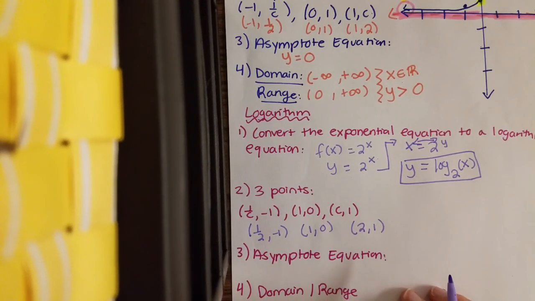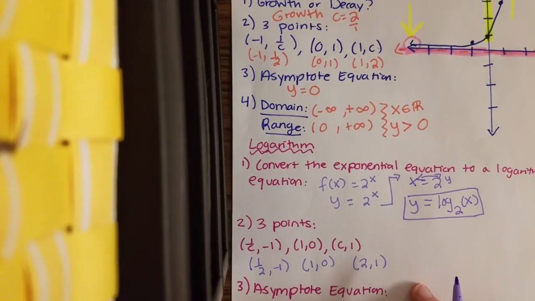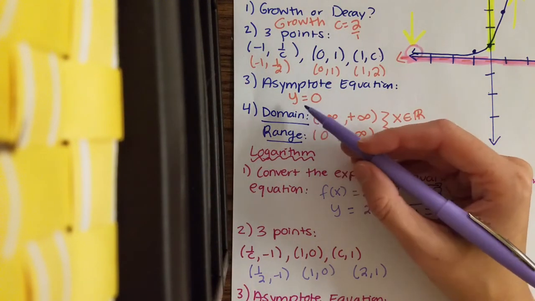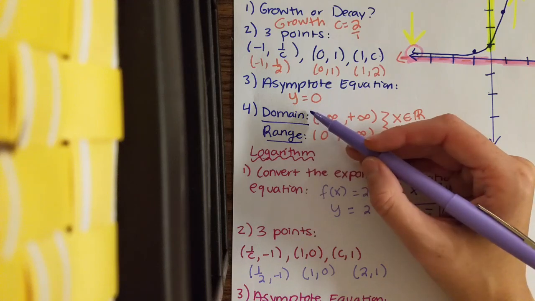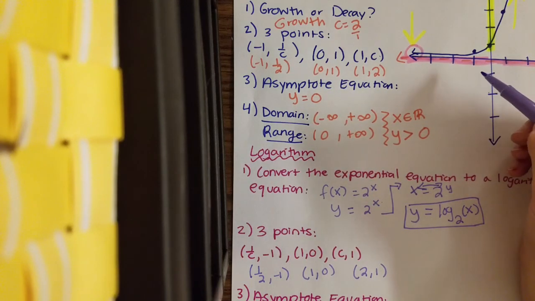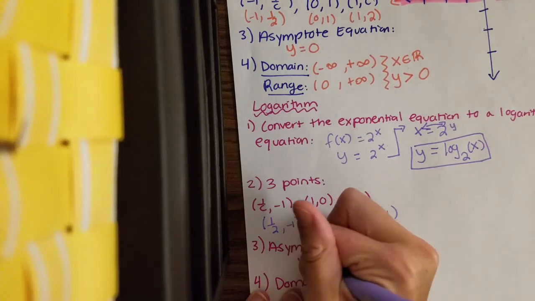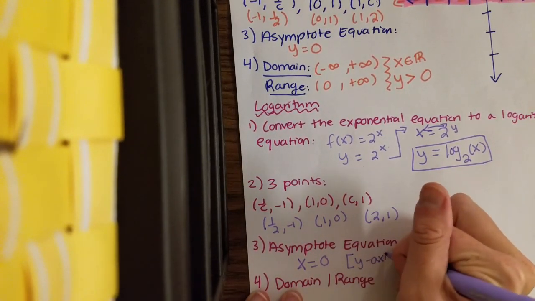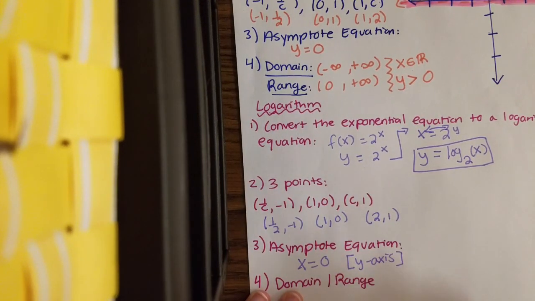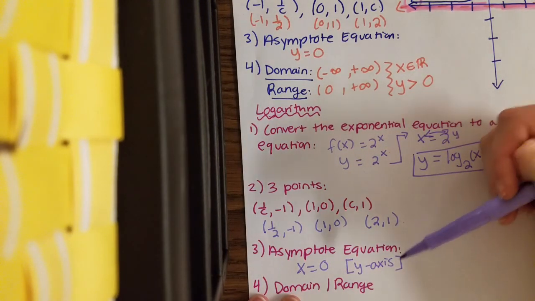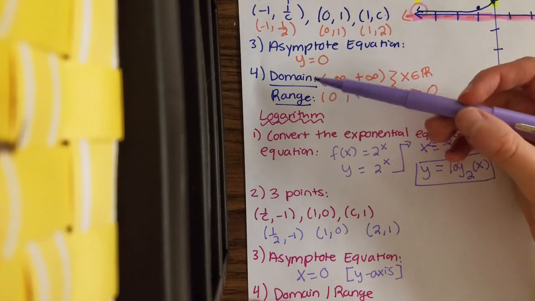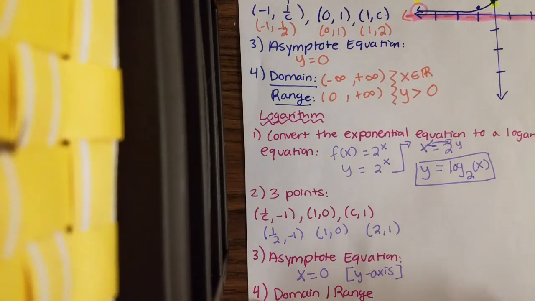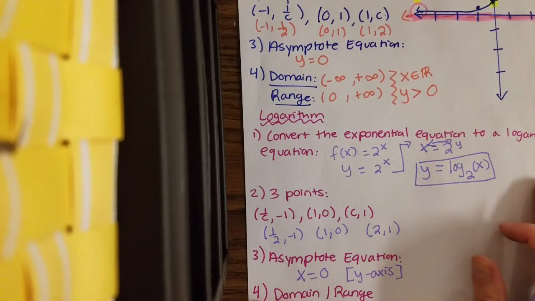And now we're going to talk about the asymptote equation, which, if you remember, the asymptote equation also interchanges. So it was y equals 0, which was the x-axis, and now it's going to be x equals 0, which is the y-axis, if you didn't know. So not only did my points interchange, now my asymptote is interchanging. So the y becomes an x, or my x becomes a y. So this time our asymptote is going to be on the y-axis.